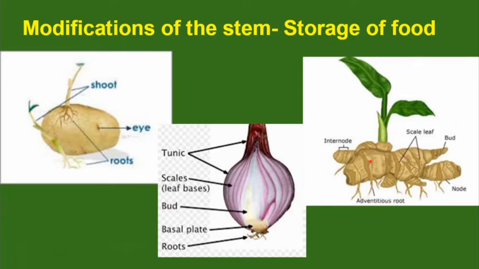Ginger we say rhizome. A lot of small roots are originating from the ginger. This is the adventitious root, and a scale leaf you can see, and a small bud. So these are the different stems that are storing excess food.